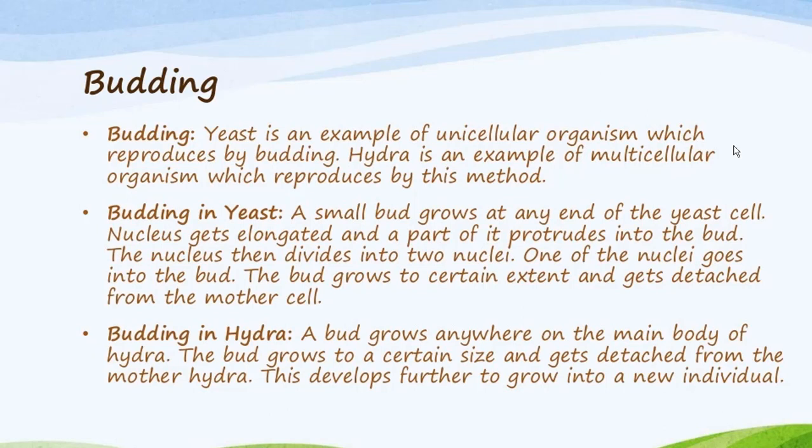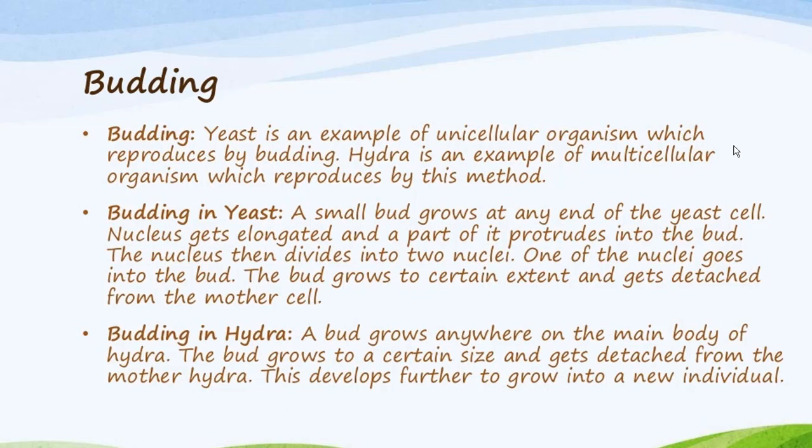So this process in which an organism develops an outgrowth is said to be budding. An organism develops something extra on its body, and that extra thing gets separated and a new organism is formed. This process is known as budding, and it is a type of asexual reproduction. Why asexual reproduction? Because only one organism can give rise to a new individual. Hence, it is said to be asexual reproduction.